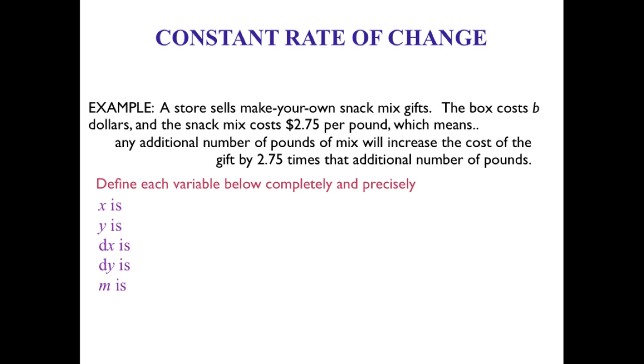Okay, compare with the person next to you if you haven't already. See if you got the same thing. Again, explicit, written out phrases that specifically define what each of these quantities are. So I'm going to give you the first one, so we're all on the same page. X is the number of pounds of mix in the gift. Go from there.